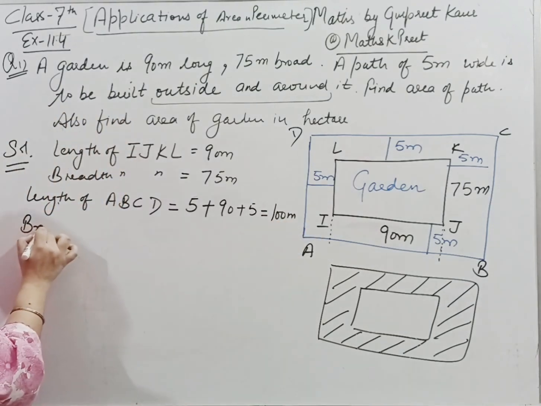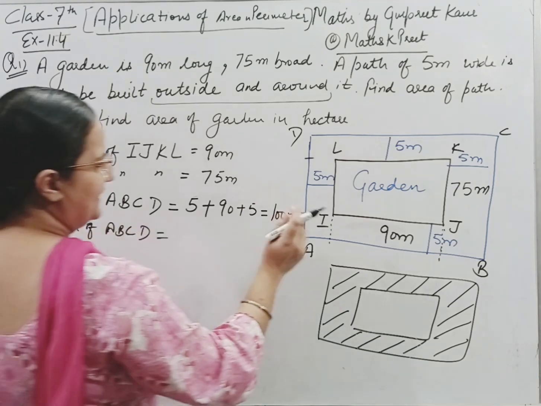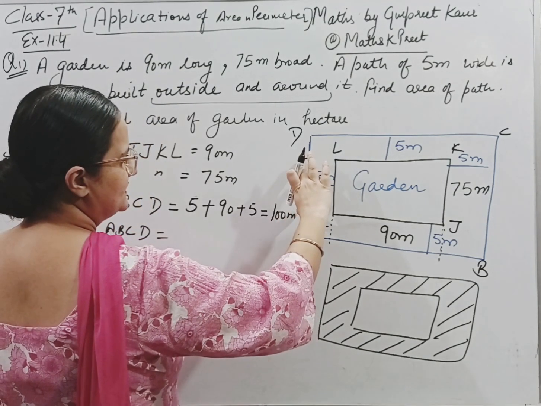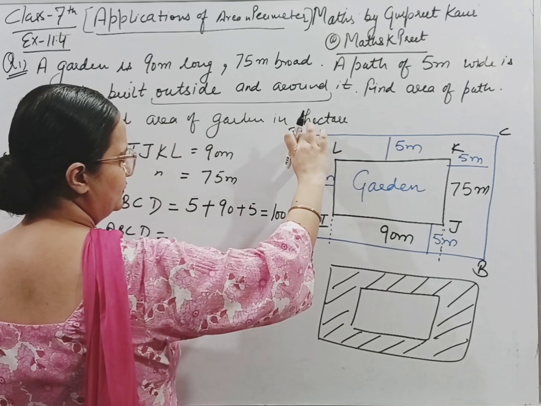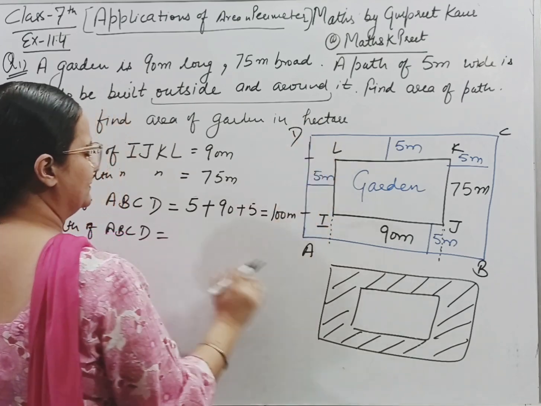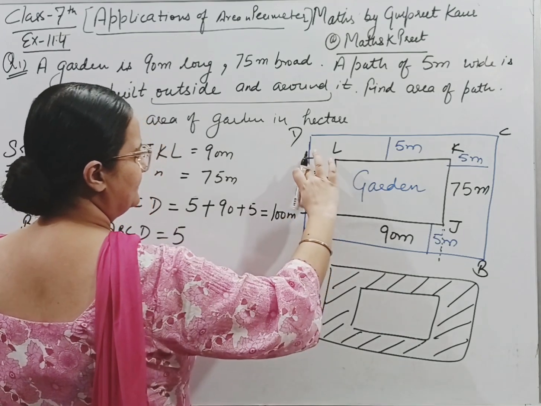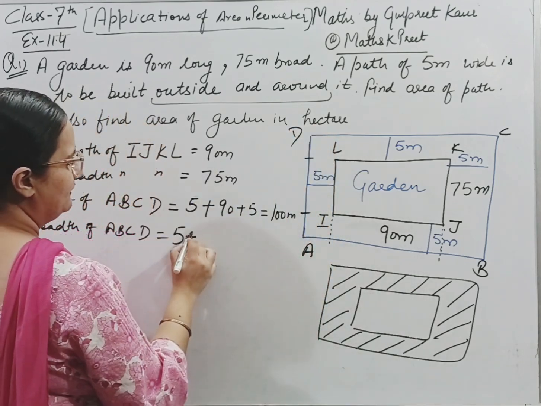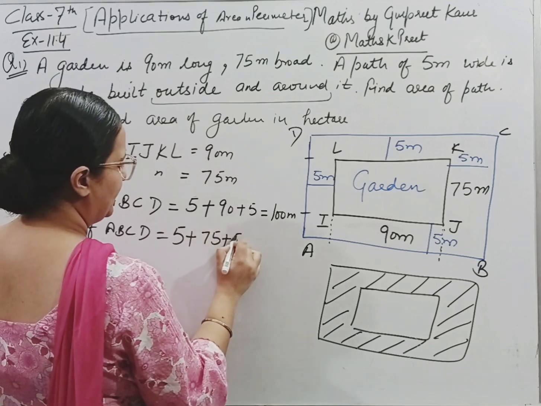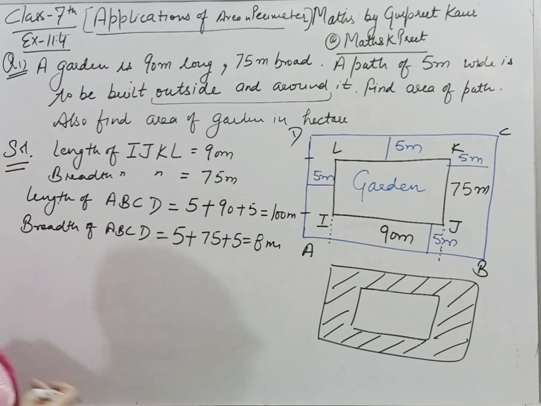Next is the breadth of ABCD. So breadth is what? We have this 75 meters. On both sides we are just adding 5 to it to get the total. So 5 plus 75 plus 5, so 75 plus 10 is 85 meters. So these are the measurements of length and breadth for both the figures.